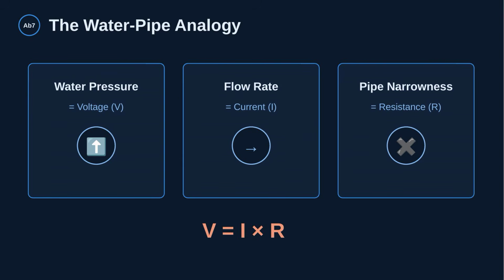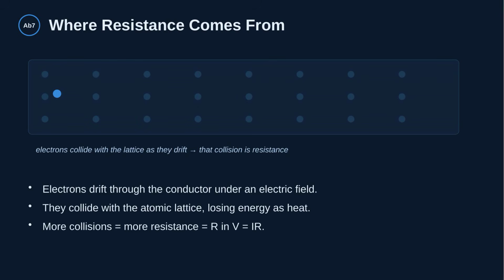But why does resistance actually happen inside a wire? Inside a conductor, electrons are drifting through under the push of an electric field. As they move, they collide with the atoms in the material's lattice structure, losing energy with every collision. Those collisions are what we experience as resistance. More collisions means more resistance, and that's exactly what the R in V equals IR represents.